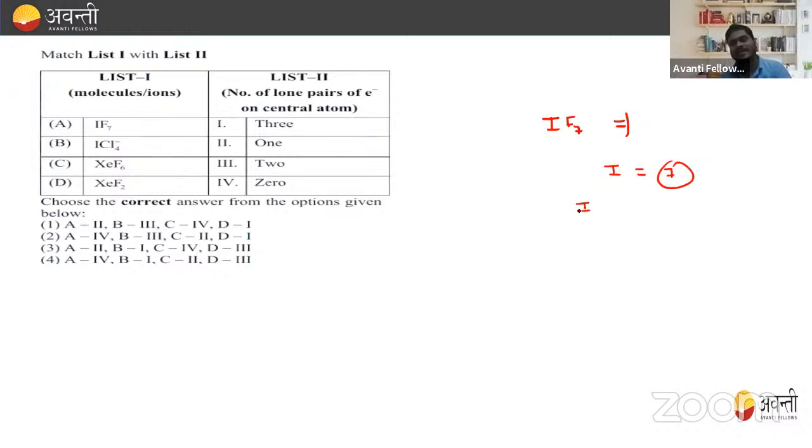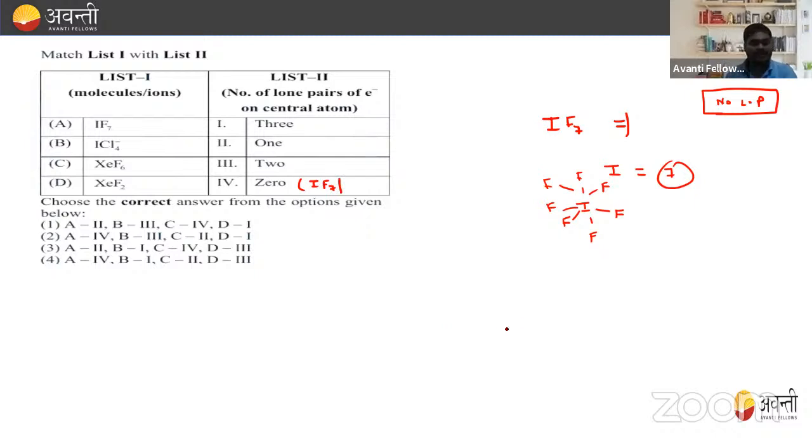And there are 7 fluorine atoms also. So is there any lone pair on iodine? No, because it has only 7 valence electrons and all 7 make bond pairs with the 7 fluorine atoms. So there is no lone pair in IF7. Zero lone pairs. This is for IF7.